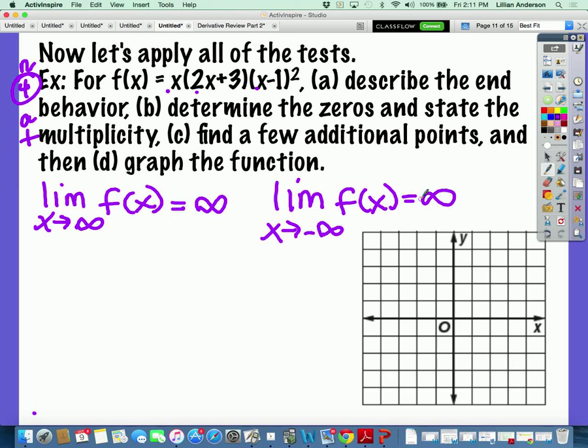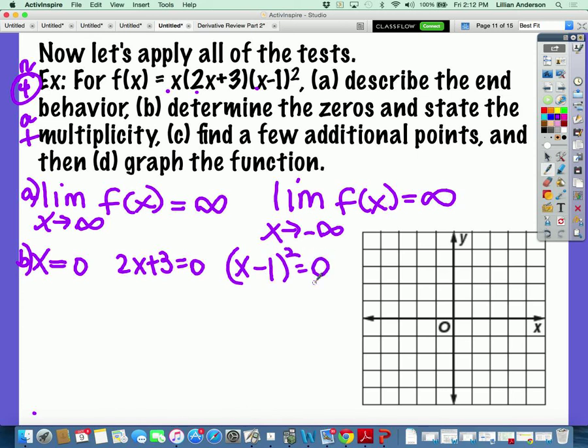Now we have to determine the zeros. Our function is given to us in factored form, which is really nice. Which means that all we have to do is set every factor. Wait, which part are we doing? I thought we were doing part B. Yeah, that's part B. We're determining the zeros. So since it's already in factored form, we just set each factor equal to 0. So we have x equals 0, 2x plus 3 equals 0, and x minus 1 squared equals 0. Okay? So x equals 0 is one of our zeros.